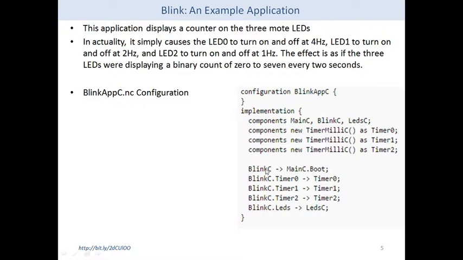On your left hand side all the user defined components are there, on your right hand side all the system defined components are there. We use these system defined components in order to provide services to the user defined components. BlinkC uses MainC.Boot, which is a system defined component, and it provides some services to BlinkC. Similarly, Timer0, which is a system defined component, provides some services to BlinkC. So all the right hand side components provide services to the user defined components.